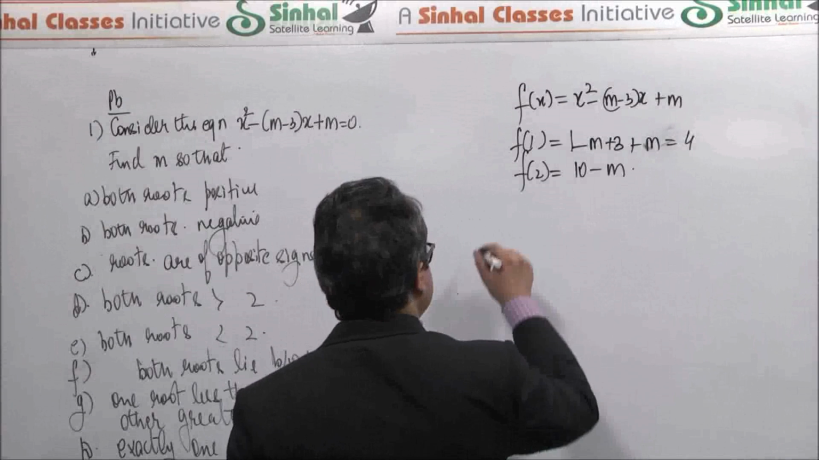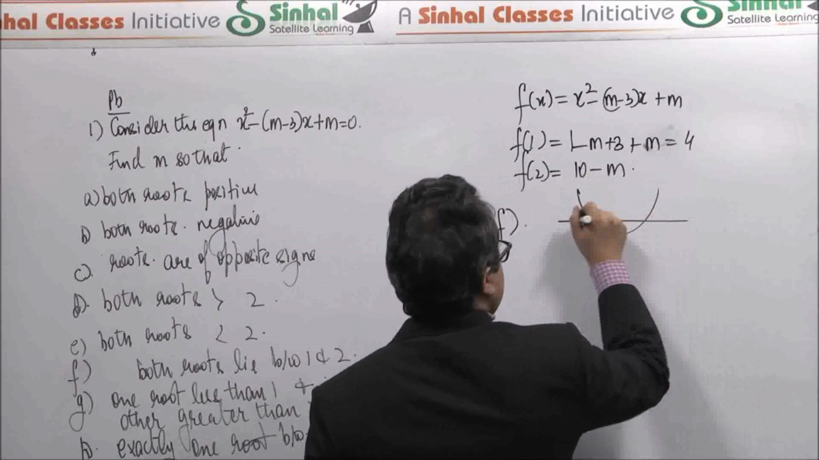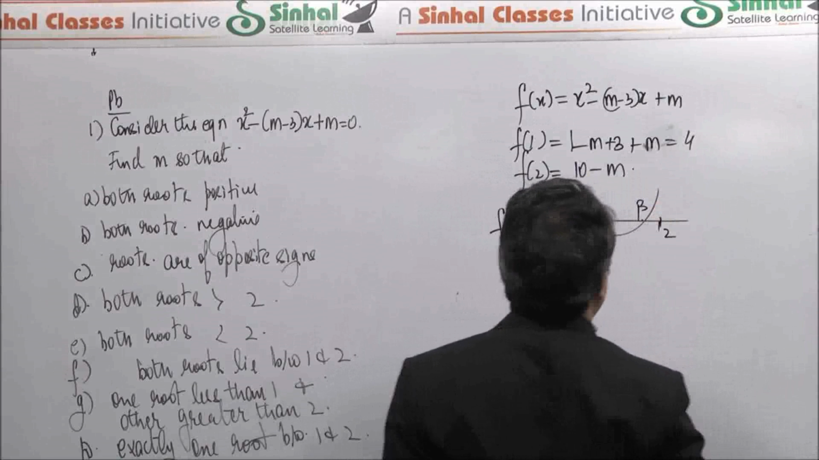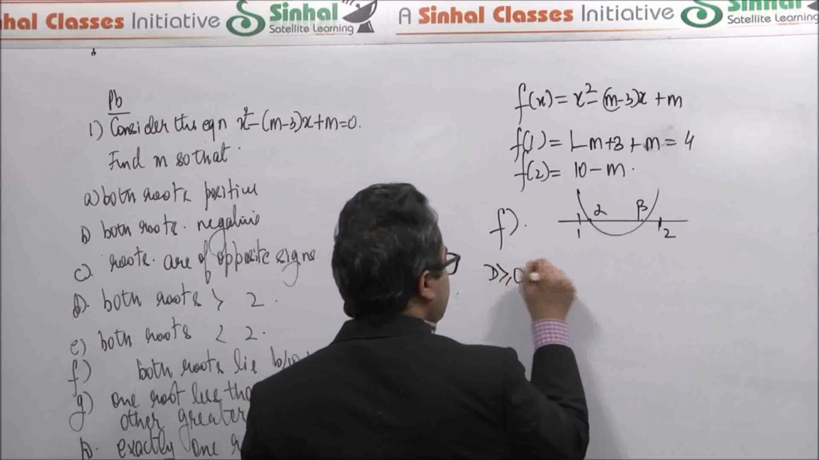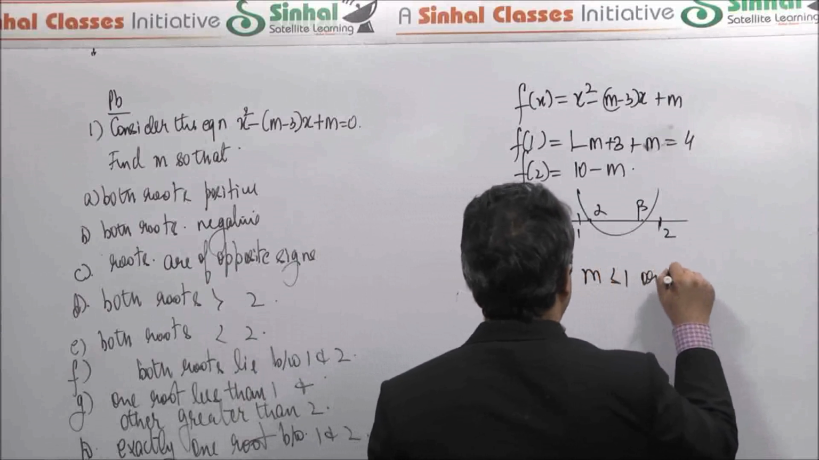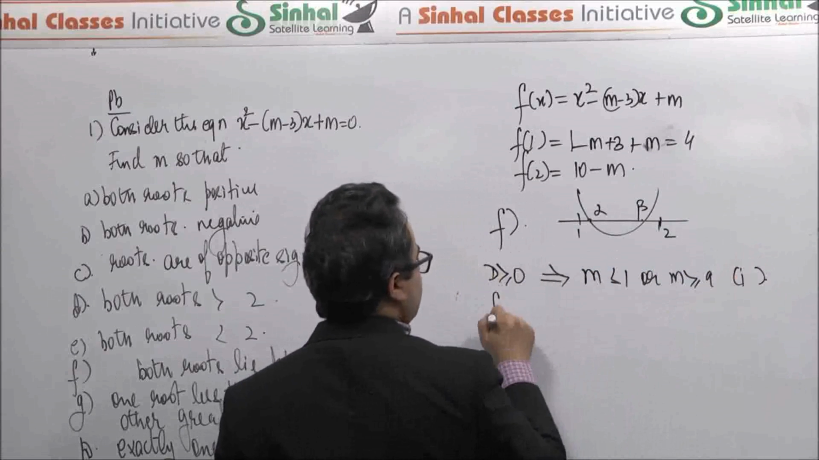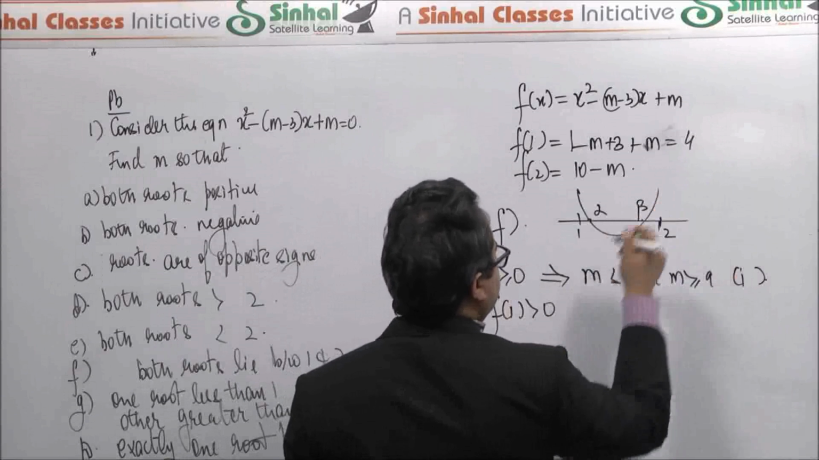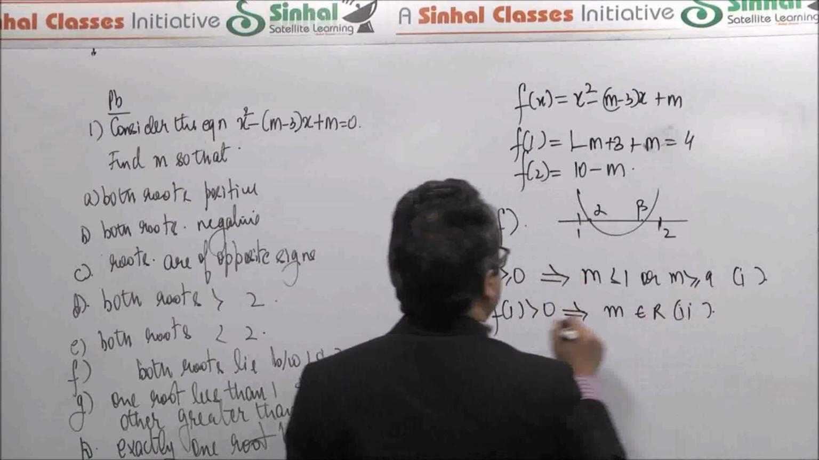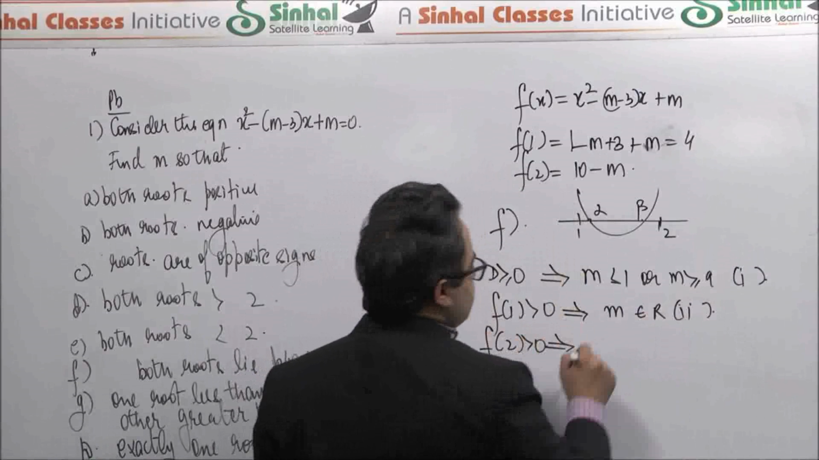So now the f part says that both roots lie between 1 and 2. Right? So again, what are the conditions? Discriminant greater than or equal to 0. Second condition, f of 1 must be positive. But f of 1 is anyway a constant, so that is true for all values of m. Next condition is that f of 2 also must be positive. So f of 2 is 10 minus m.